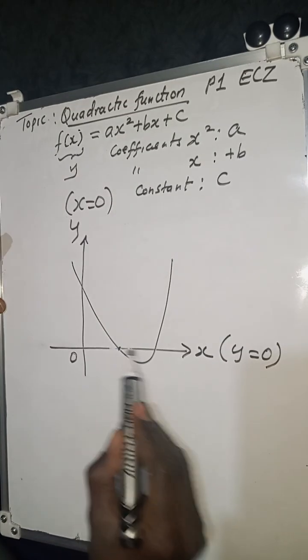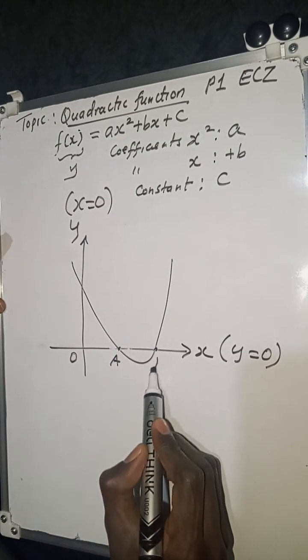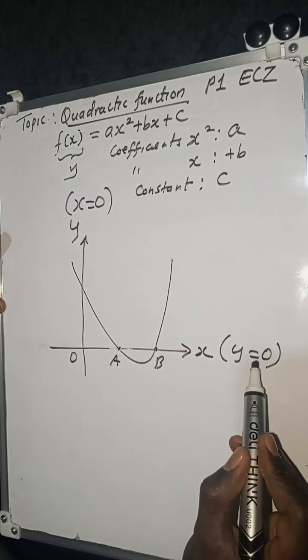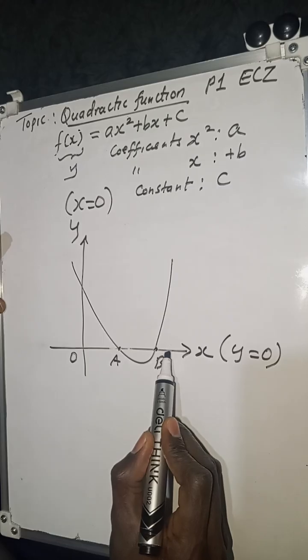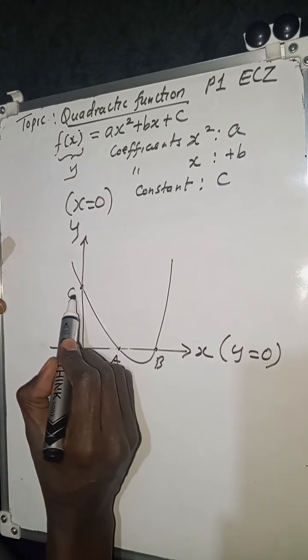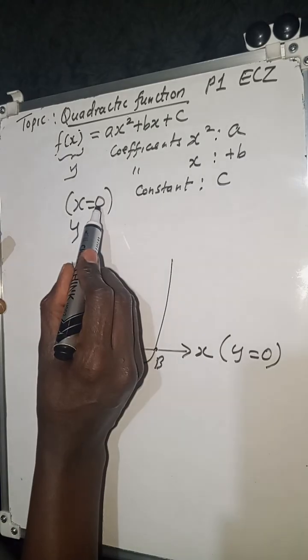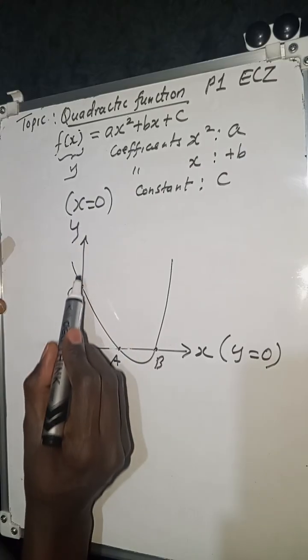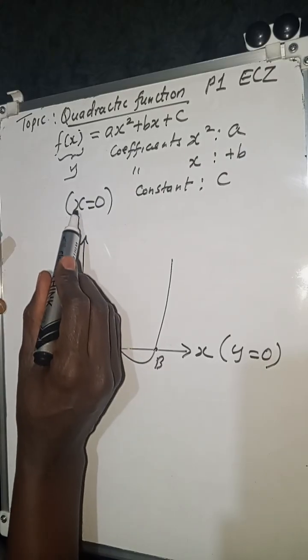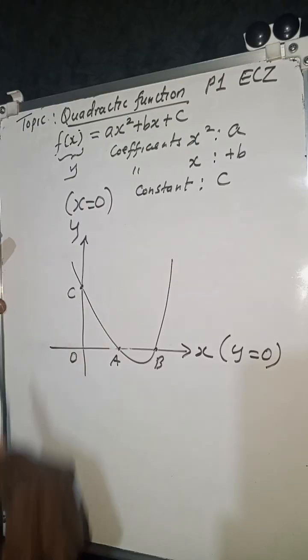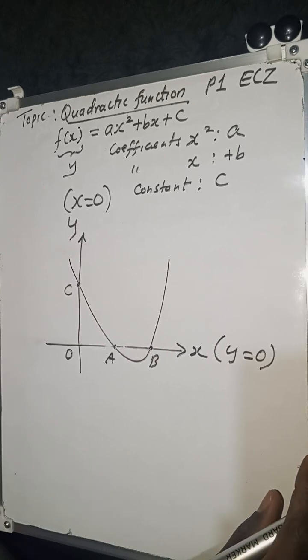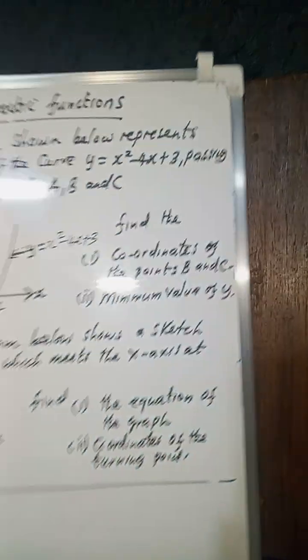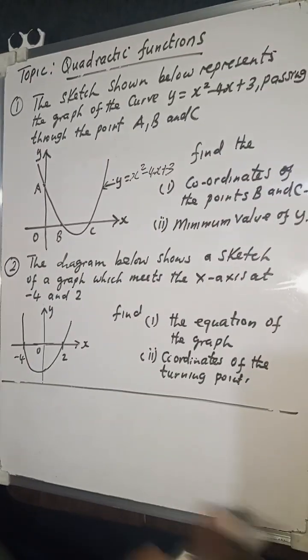So if they have given you the coordinates A and B, it simply means that y is equal to 0. If you want to find the value of y along the y-axis, where x is equal to 0, it simply means that you need to equate x equal to 0. So that is a very important concept that you need to remember under quadratic functions. You'll be using that expression. So now let's look at the solution there.